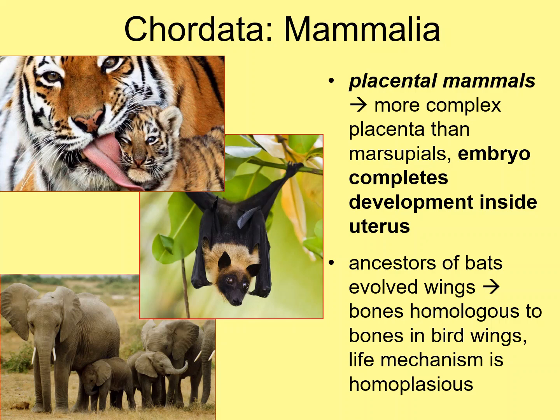So the evolution of flight itself is totally homoplasious, but the bones involved in the pterosaur wing, the bird wing, and the bat wing are going to be homologous because they share an ancestor from which those bones came. The bones themselves have just been modified for different jobs.